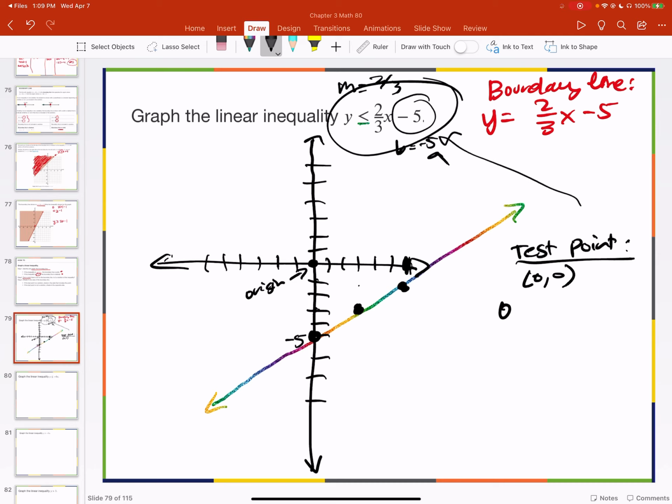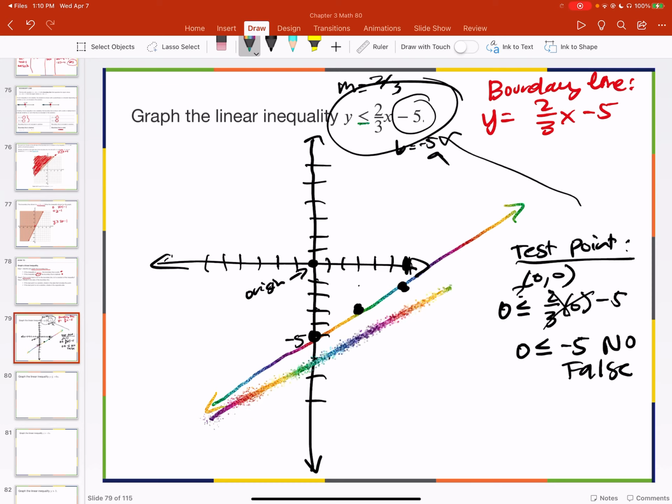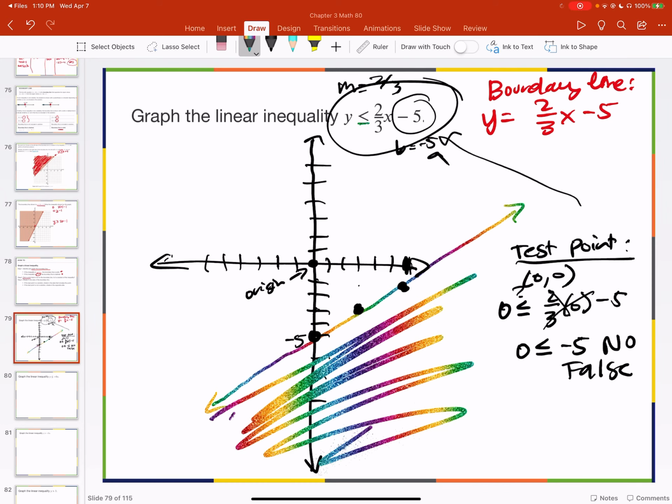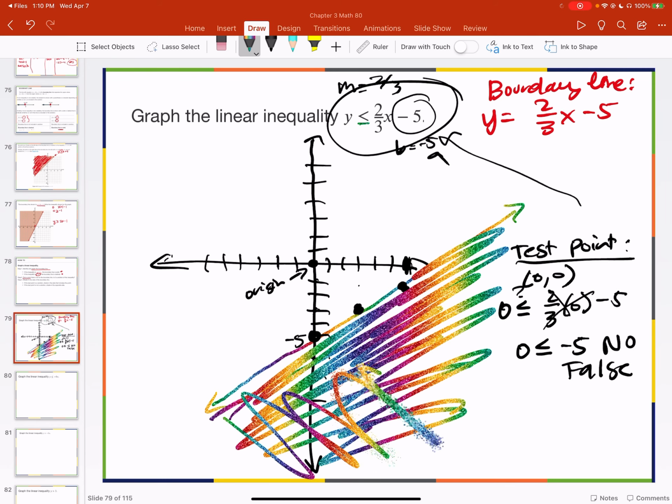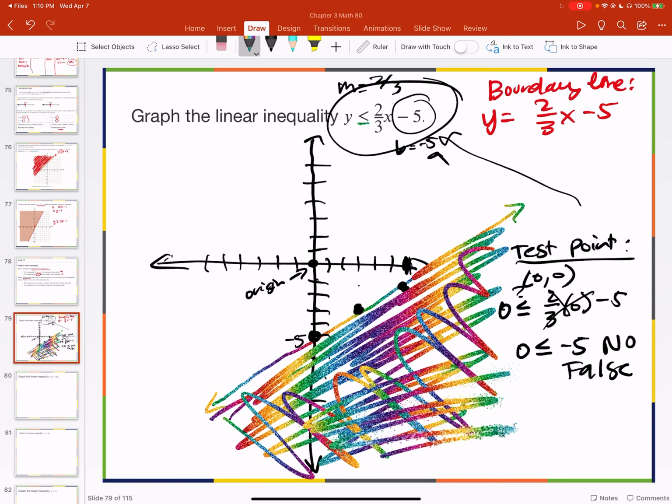So we have 0. The question is, is 0 less than or equal to 2/3 times 0 minus 5? So is 0 less than or equal to -5? No, it's not. So this is false. So what that means is, hey, we don't include this side. We need to shade the other side, okay? The side that did not include the test point. Okay, so that's it. And that's our drawing here.